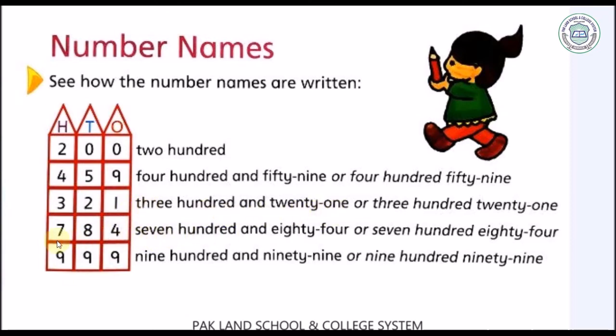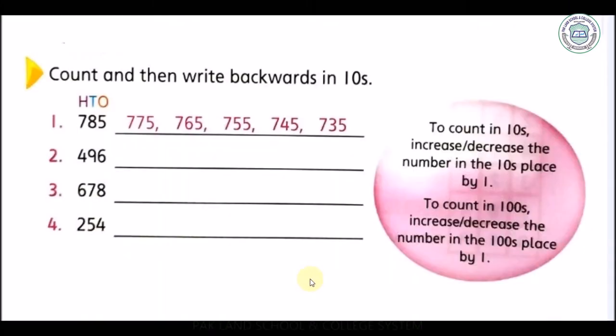Next numbers we have 7, 8, 4. You have to change these numbers into word form. So we can say 784. Next numbers we have 9, 9 and 9. So you change this into word form, starting from 999. Next topic we have count and write backward in tens.